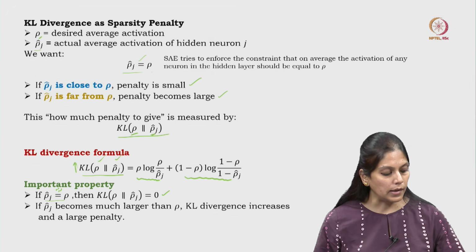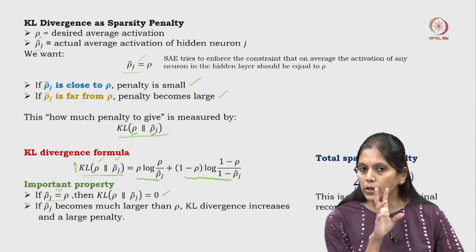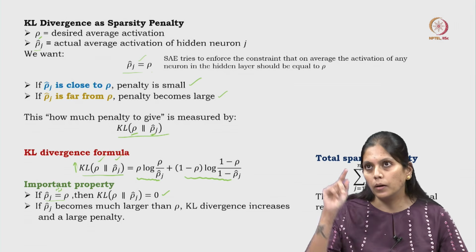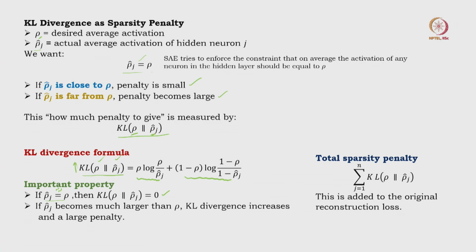Now let us understand, it is not just for one neuron. We have many such neurons in the hidden layer, and you will be adding up all of those. So how will you add? If there are 4 such neurons, it is the KL divergence between the first, second, third and fourth. You will add up all of those penalties.